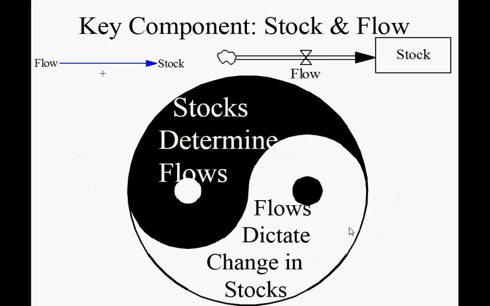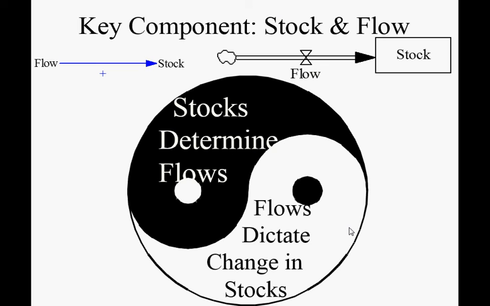Now, there's this duality between the two. Stocks are the current value, and flows dictate change in stocks. If you have a bathtub, what dictates how the water in that bathtub evolves in the short term is the amount of water coming in and the amount of water going out. If it's plugged so no water is flowing out, but water is flowing in, it will rise.